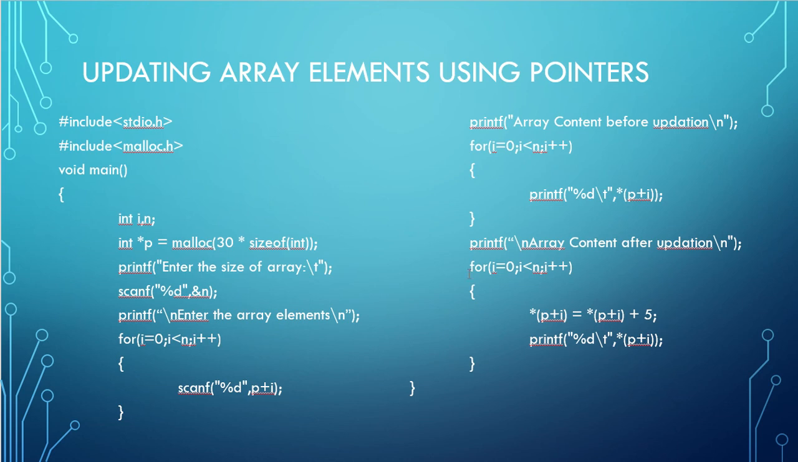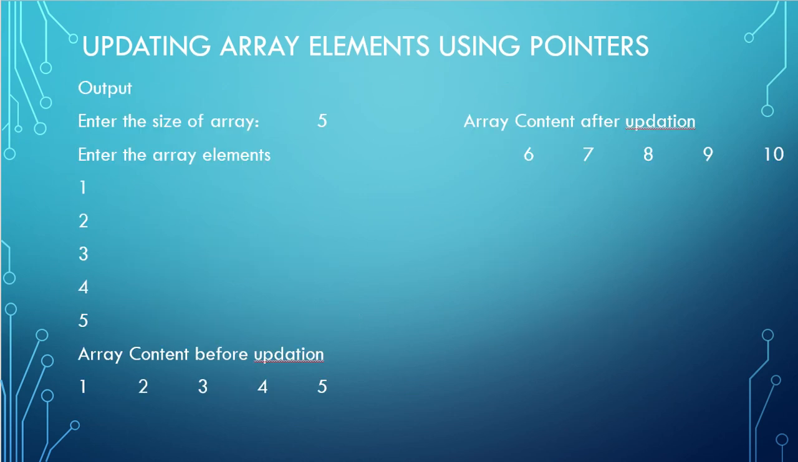Then I'm using the same loop to display this modified content. If you want, you can write a separate loop for this and display the content altogether. Here, just to reduce the code, I'm printing it immediately after modification. So this is how the program works and this is the expected output. As you can see, I have entered the size of the array as 5 and read the elements as 1, 2, 3, 4 and 5. I'm displaying it before the updation and then after the updation.